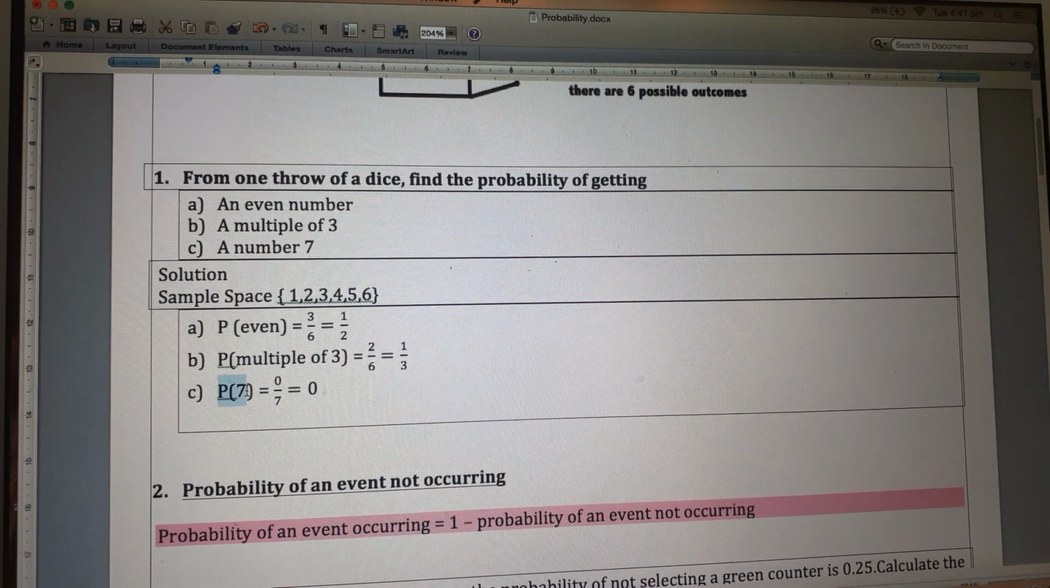Probability of 7. In this sample space we don't find a 7. So definitely the possible favorable outcome will be 0, because 7 is absent in this sample space. However, the total outcomes here will be 6, which is basically written here as 7, so you can write 6 here. So 0 divided by 6 is 0.